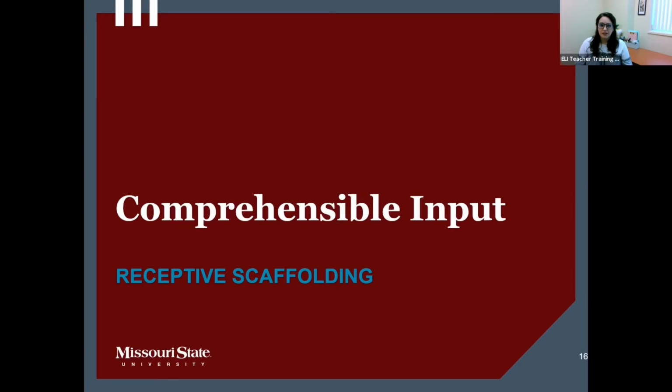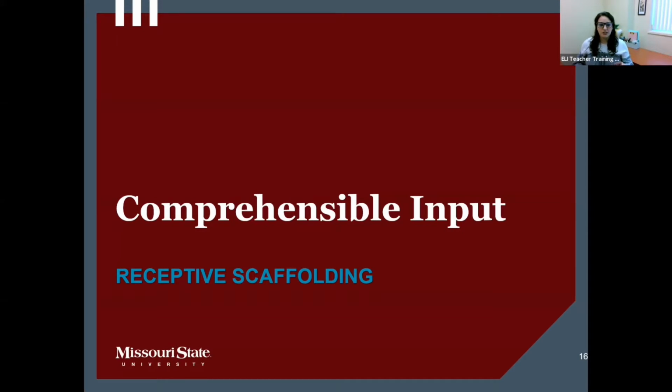Now that we've learned a little bit about guided discovery, we can go back and talk some about what is comprehensible input. In the quote from Stephen Krashen, he said that once the affective barriers are lowered, the only thing that students need is comprehensible input in order to acquire language. So this is a similar, or really the same, semantic concept as receptive scaffolding.